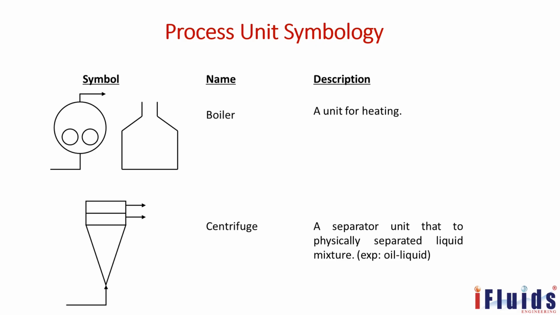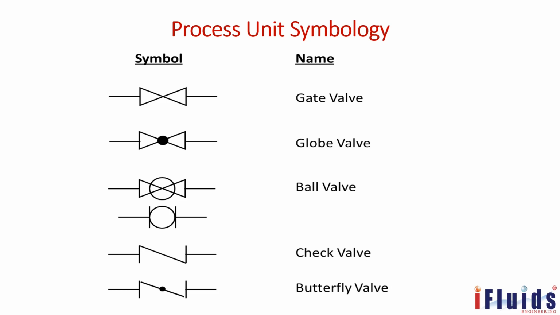Then this is a centrifuge. A centrifuge is nothing but rotating equipment. You centrifuge with gravity to separate the two liquids. These are the valve symbols, different types of valves.